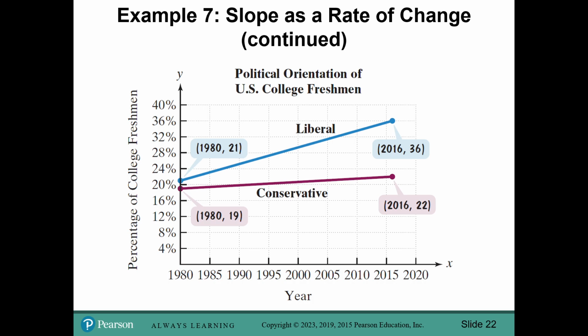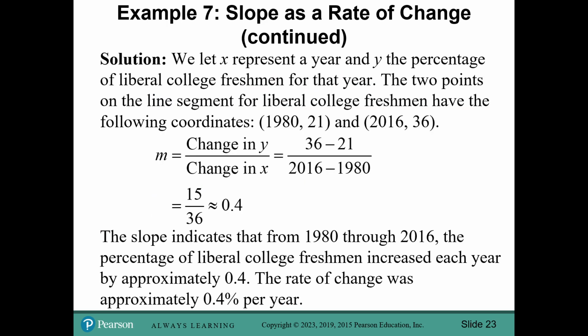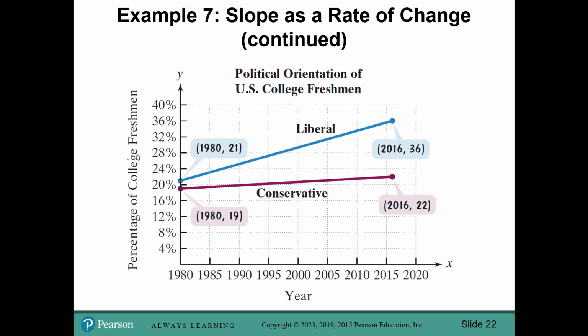So we can see here for liberal in 1980, 21% of college students had that political orientation in 1980. In 2016, 36% of college students had the liberal political orientation. And essentially what we want to do is find this slope or rate of change from 1980 here to 2016. Easy enough, right?